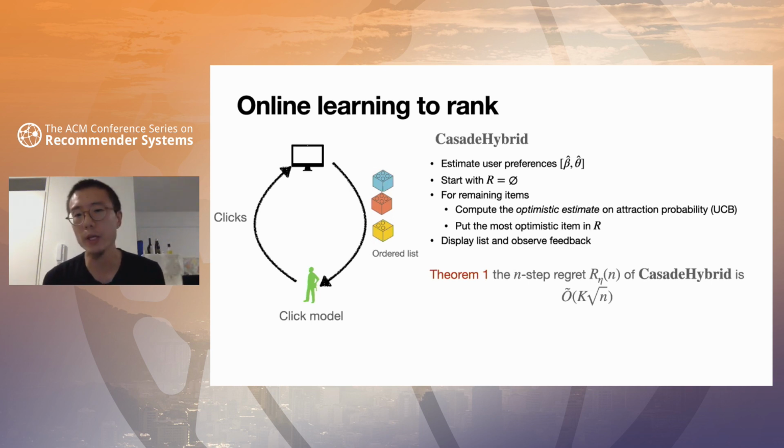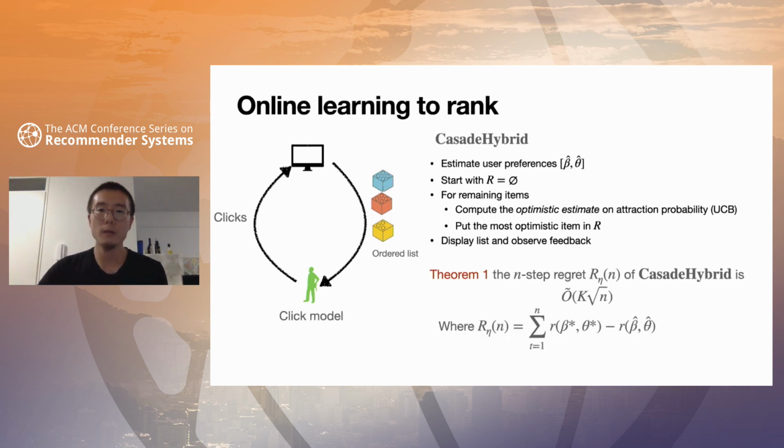In the paper, we show some theory. We theoretically bound the regret of the proposed algorithm. We call it cascade hybrids. And here K is the number of positions, N is the running time. And this bound is comparable to any linear bandit-based bounds. By regret, we mean, while we are running the online algorithm, the difference in terms of number of clicks of our algorithm compared to the optimal ranking policy. So the lower the regret, the better.